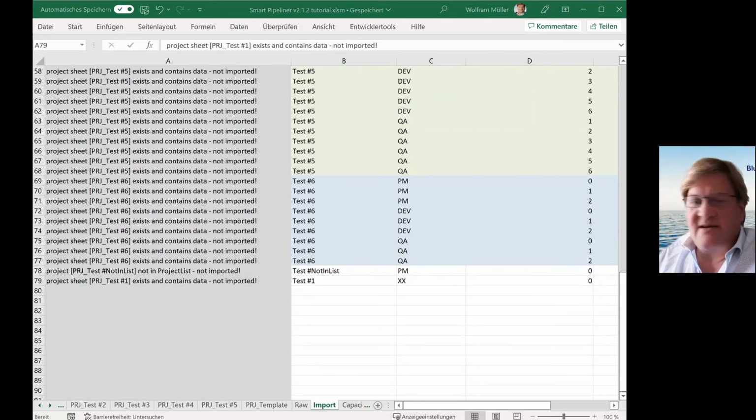It's just two advanced features of the SmartPipeliner. One is the capacity model and the other is the import. Feel free to do experiments with this. You can always make a copy of the SmartPipeliner, of course, if you do such experiments.